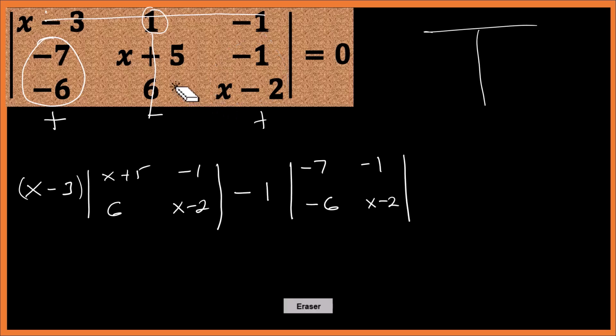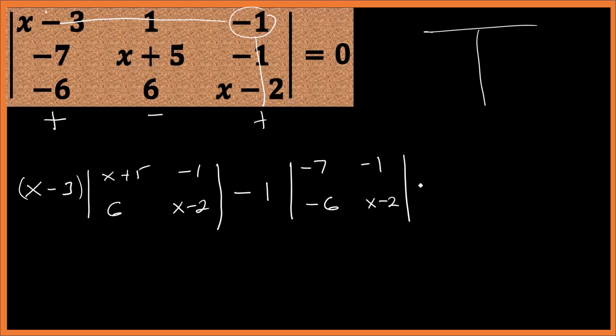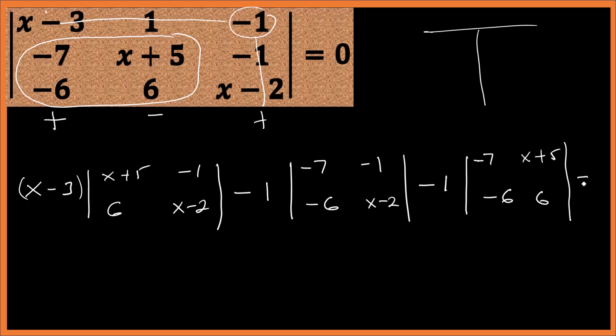All right, now let's go to the next one. We have minus 1, so we dissolve this side and this side, and the sign here is plus, so plus minus 1 will still be minus 1. So we have minus 7, x plus 5, minus 6, 6, equal to 0. All right, we need to solve for x.